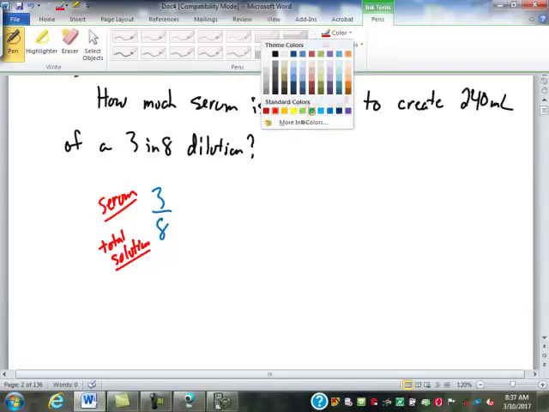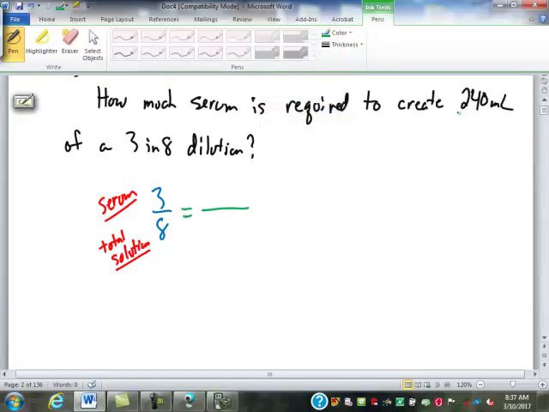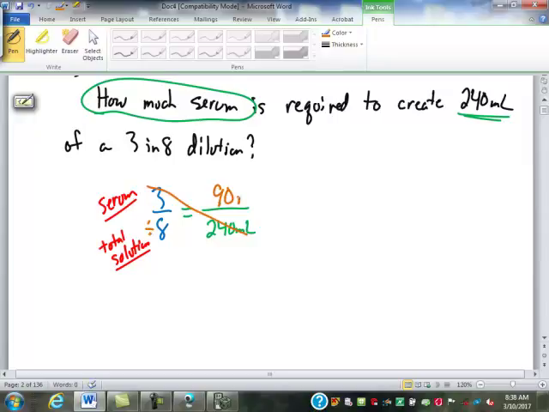Looking at what we're given here, 240 milliliters is describing total solution. Are we asked to find the amount of serum? Yes, we are. So in this case, we are just going to cross multiply and divide. 3 times 240 divided by 8 is 90 milliliters. So we use 90 milliliters of serum to create that solution.